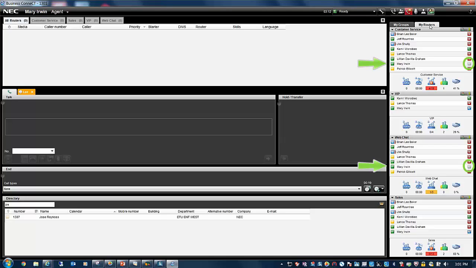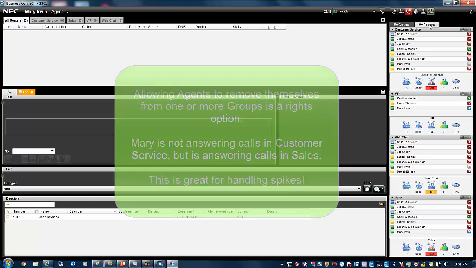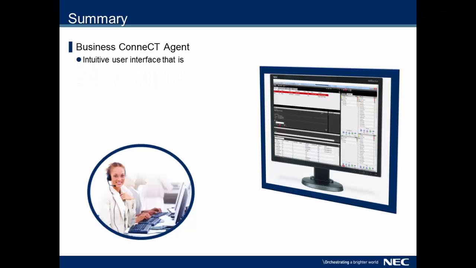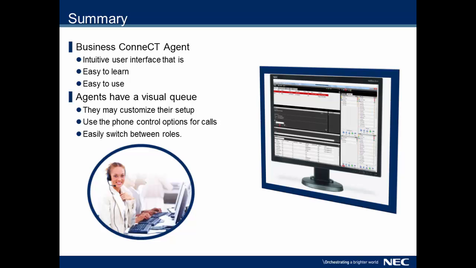Some agents may have the ability to remove themselves from one or more groups and answer calls from some, but not all groups, without logging out. This is a great feature for handling spikes in the call center, allowing supervisors to be logged in as an agent and answer calls during spikes. In summary, Business Connect Agent is an intuitive user interface that's easy to learn and easy to use. Agents have a visual queue, may customize their setup, use the phone control options for calls, and easily switch between roles.